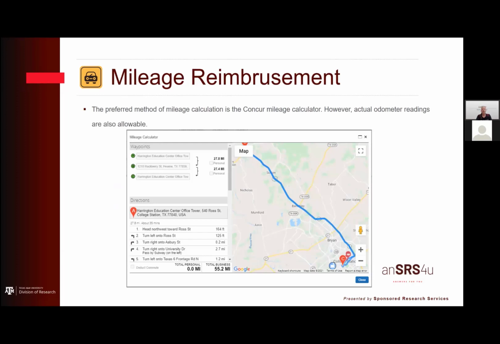Mileage reimbursement. The preferred method for mileage calculation is the Concur mileage calculator. However, actual odometer readings are also allowable. The mileage calculation will show the shortest path. If you log more miles than shown on the map, perhaps there was construction detour or you knew traffic was going to be terrible, then you have to justify in the comments of the line item why you increased the mileage of the map.